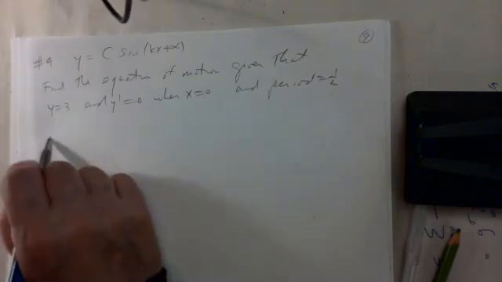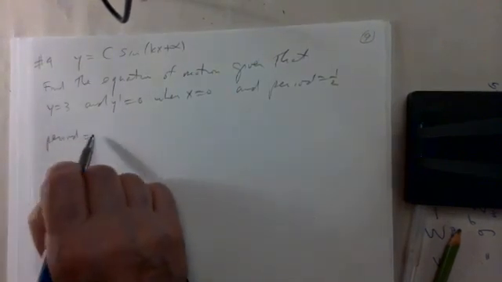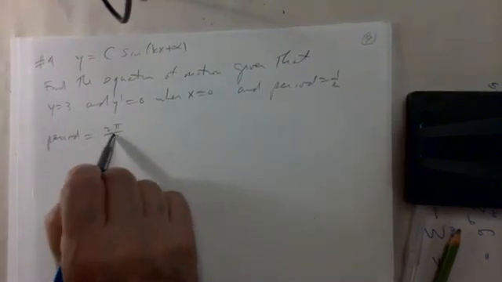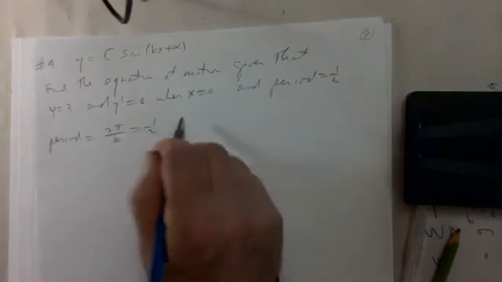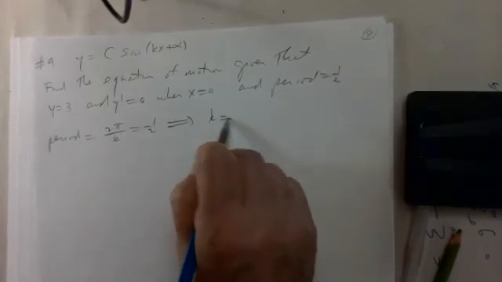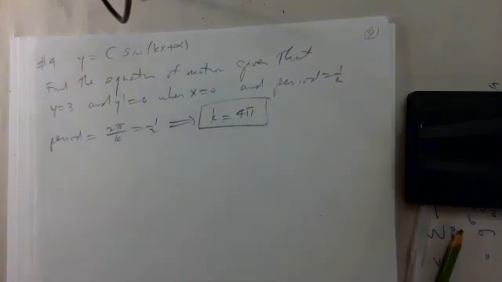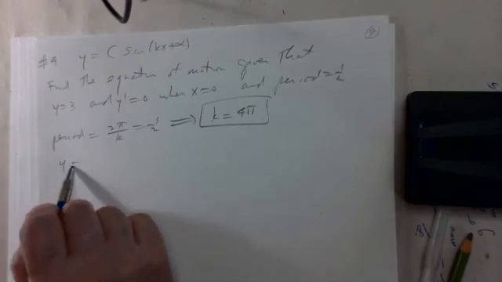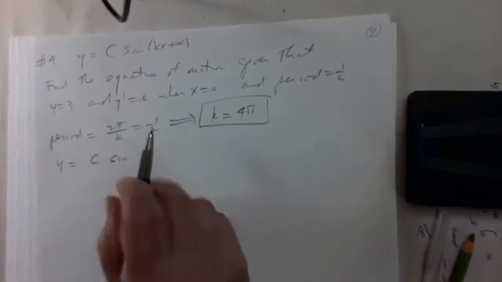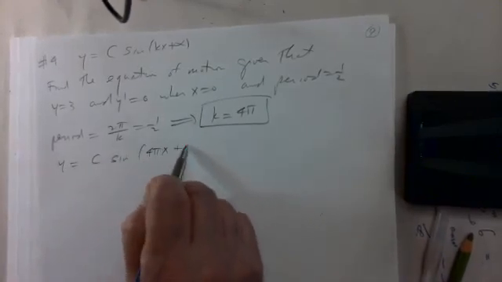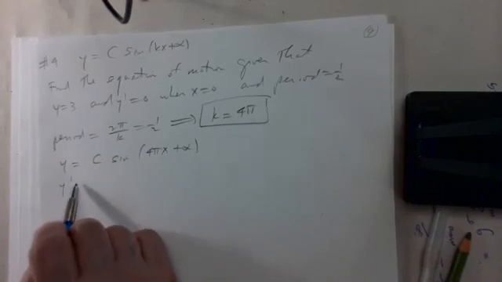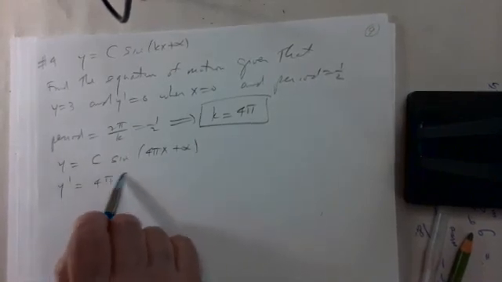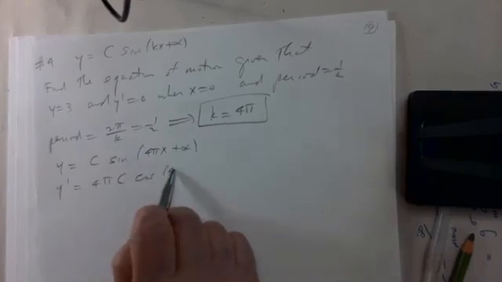So let's recall the period is 2 pi over k, and if that's equal to a half, that means that k is 4 pi. So y is equal to c sine of 4 pi x plus alpha, and y prime is 4 pi c cosine of 4 pi x plus alpha when I differentiate.